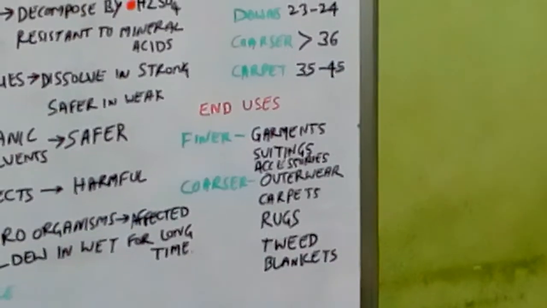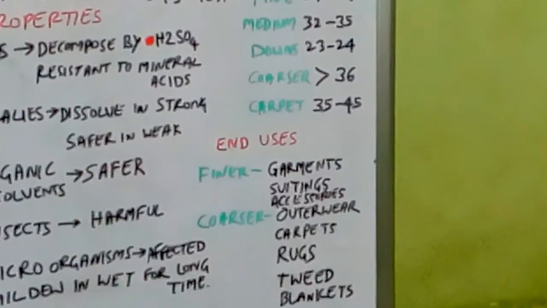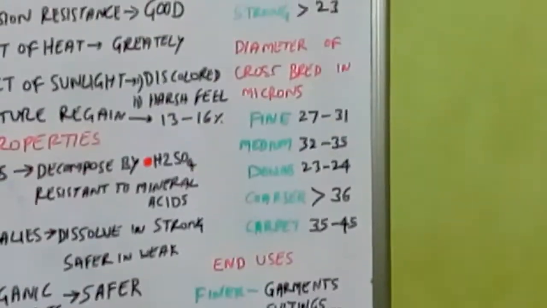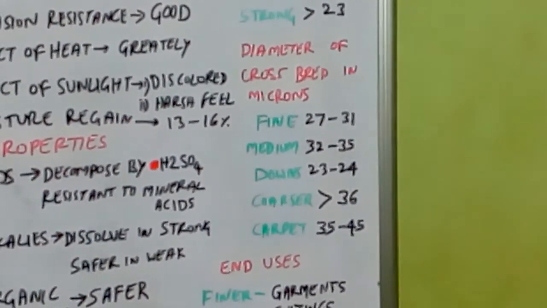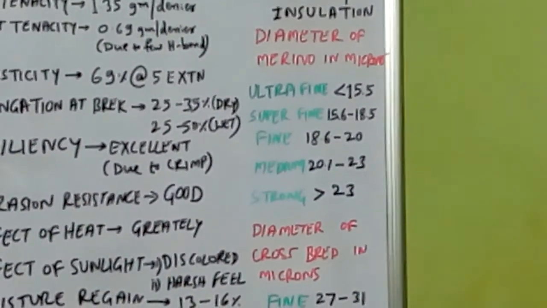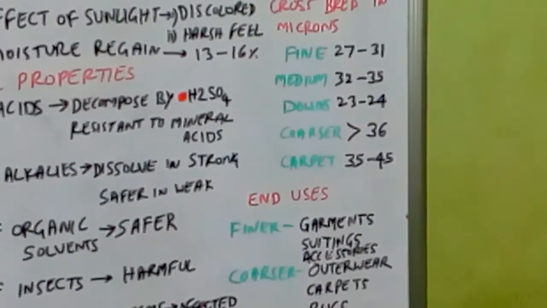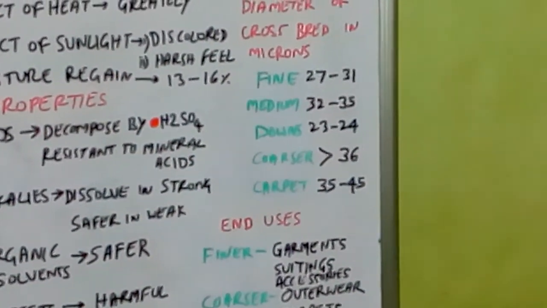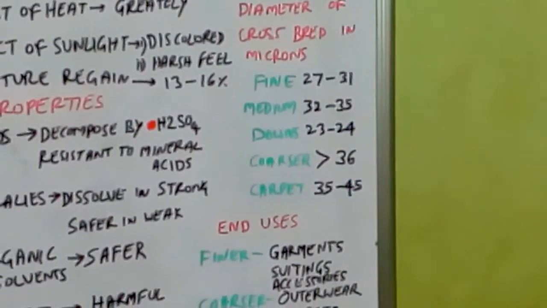Okay, coarser. What are the end users? First, the end users for finer wools. Finer wools means 27 to 31, 30 to 35 microns, and going still lower, 15.5, 18, 20, 21. These are all used for garments, outer garments, not for outerwear, like cotton, like combed cotton, not only ordinary cotton, like combed jersey cotton.